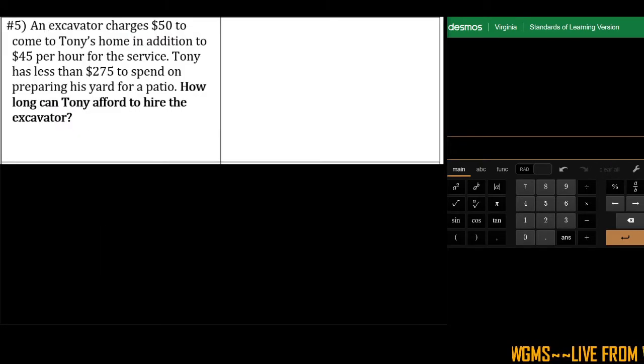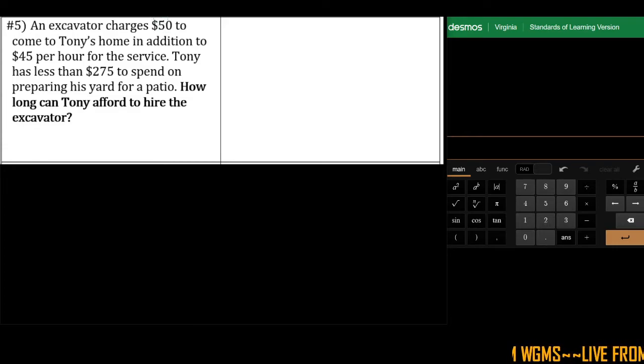For the next one, it says an excavator charges $50 to come to Tony's home, in addition to $45 per hour for the service. Tony has less than $275 to spend on preparing his yard for a patio. How long can Tony afford to hire the excavator?